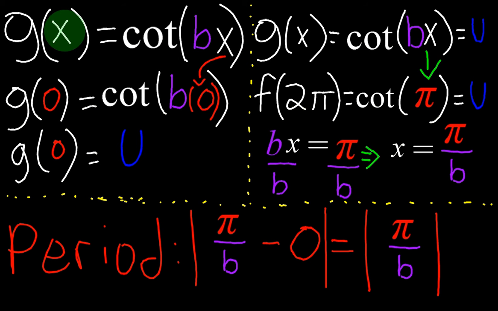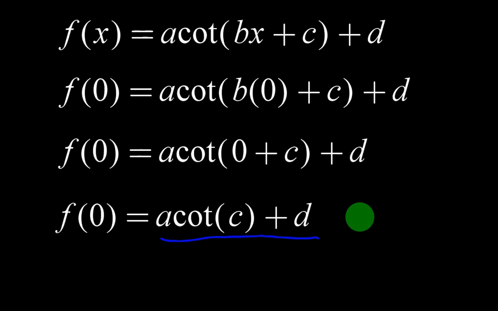I'm not going to explain this as much as I did for tangent because it's exactly the same process. We start out as an undefined or an asymptote. We want to arrive at that undefined again, so we would set bx equal to pi, and voila, the period of cotangent is absolute value of pi over b. I'm going through this fast, but if you have any questions about this, please feel free to ask me.